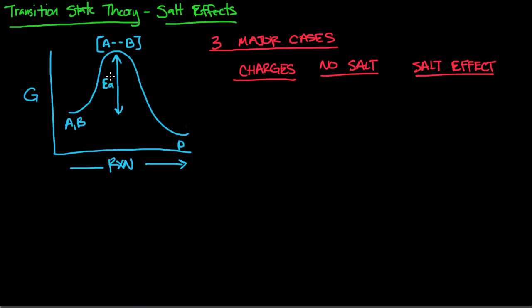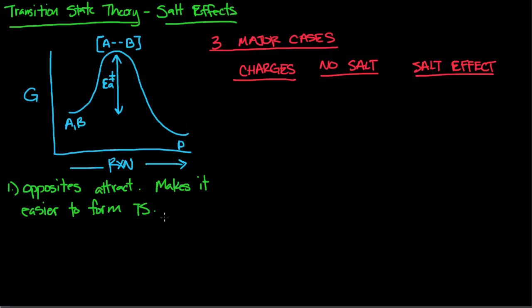Okay, now if there's a charge on A and B, it can either be easier or harder to make the transition state. In order to make this transition state, you need to bring A and B together. So the first rule, or the first thing to keep in mind, is that opposites attract. And if there are opposite charges, it makes it easier to form the transition state. And if you can make it easier to form that transition state, what that's going to do is make your reaction faster. It's going to lower your activation energy and make your reaction faster.